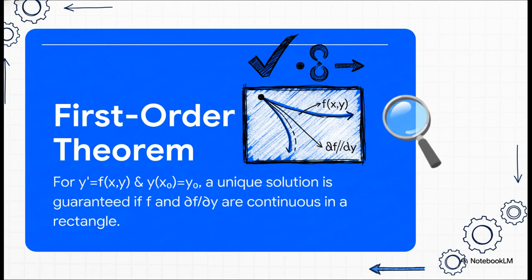First, the function f of x, y has to be continuous. And second, its partial derivative with respect to y, which really just tells us how the function's slope changes as we move up or down, has to also be continuous. If both of those things are true inside some rectangle, doesn't matter how tiny, around our starting point, then boom, we are guaranteed to have a unique solution, at least in that local neighborhood.